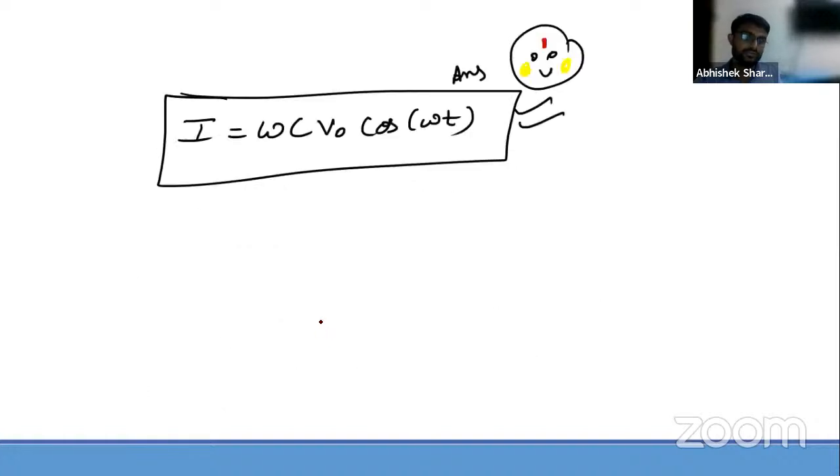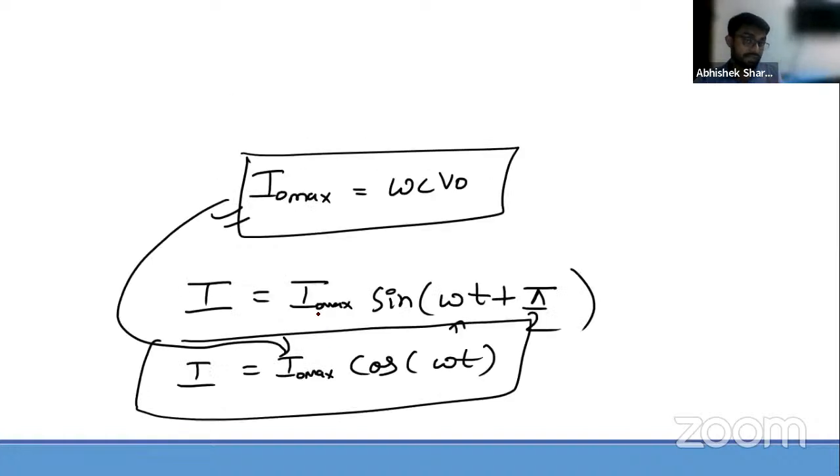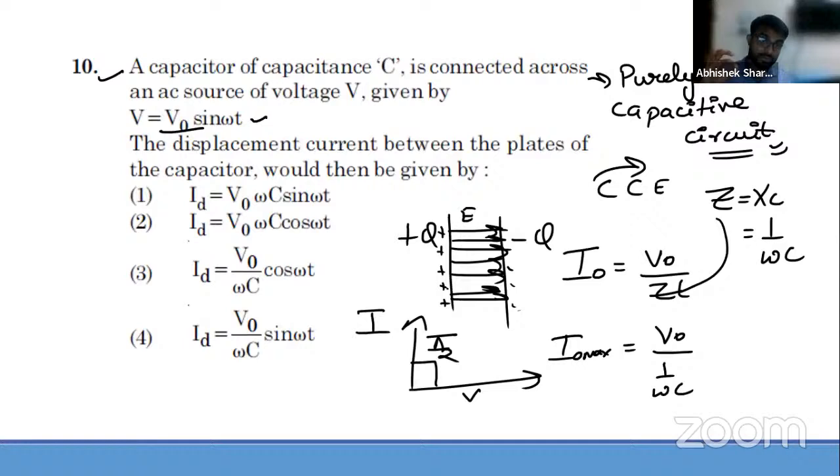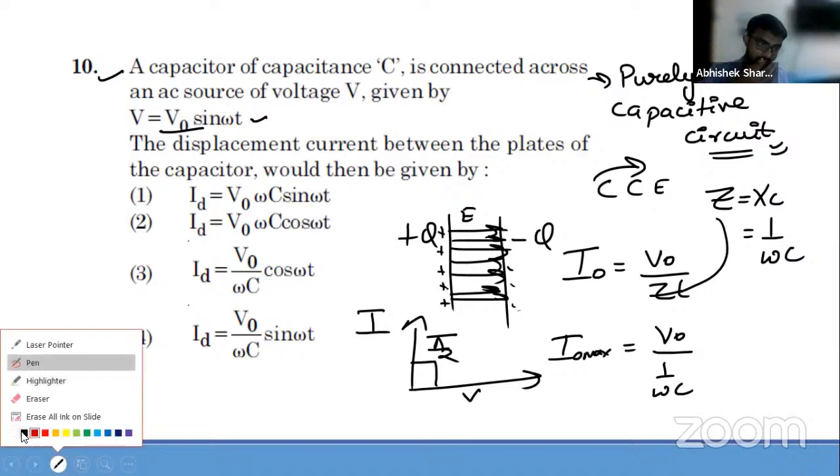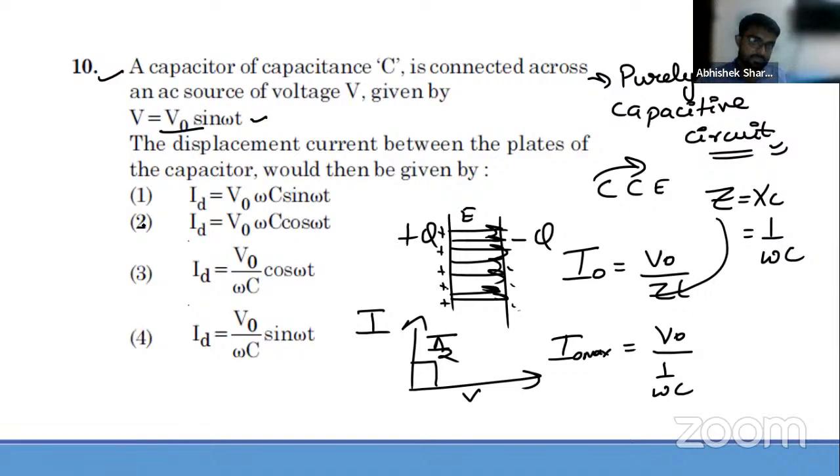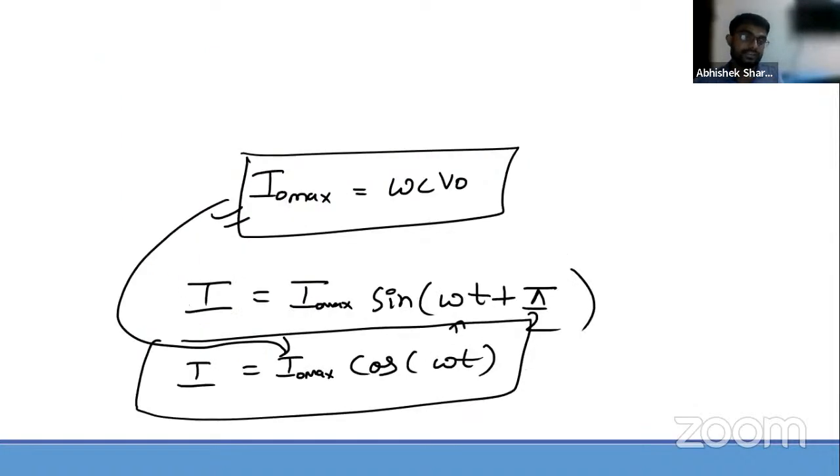So we see the answer comes out to be omega C V naught cos omega t. So option C, omega C V naught cos omega t. The displacement current here comes out to be this, according to the formulas, we're going to see cos omega t. Second is the answer. It's a perfect answer. Okay. Let us proceed next.